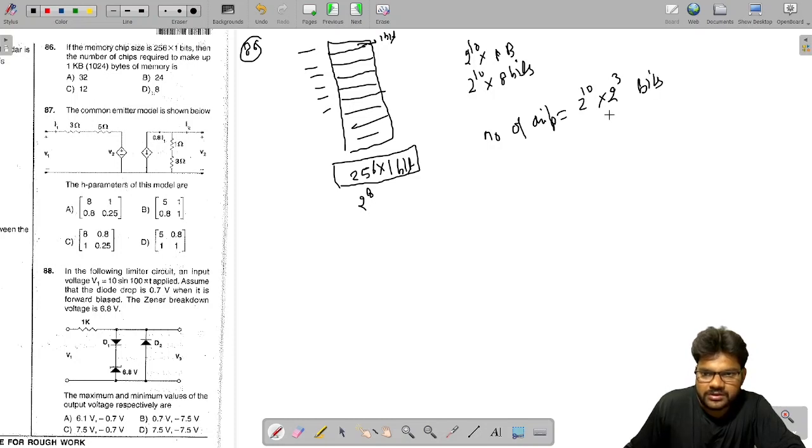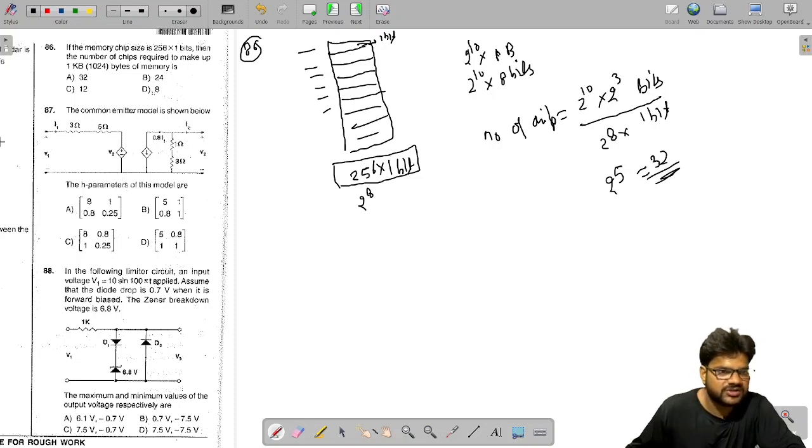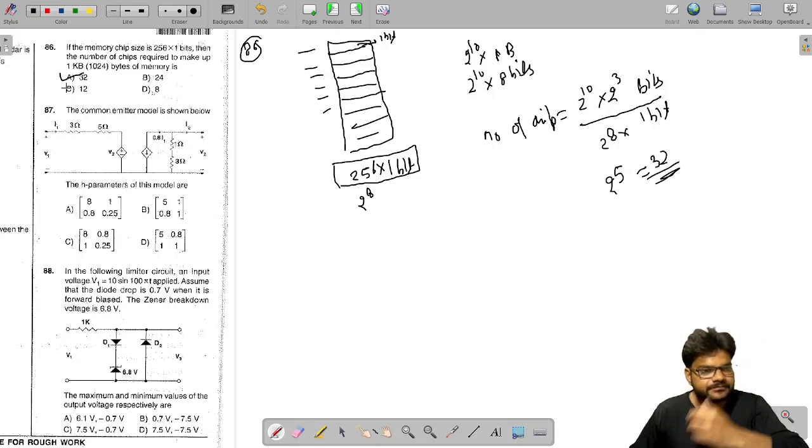divided by one chip size, that is 2 to the power 8 into 1 bit. So this is 2 to the power 13, and this is 2 to the power 8. 13 minus 8 is 5, so 2 to the power 5, which is 32. So 32 such chips are required. So the correct option is A. Let us go to question number 87.